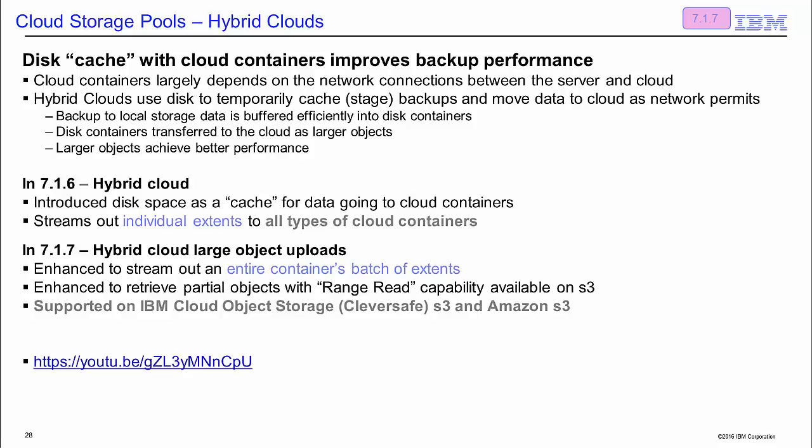In addition, starting in version 7.1.7 for the S3 protocols, we were able to bunch the data together into a 1 GB container and feed that entire container out across the web at one time. And this improved our performance for the S3 protocols. This is in comparison to the other protocols where we still have to send out individual extents across the network, which does not give you as good a performance.